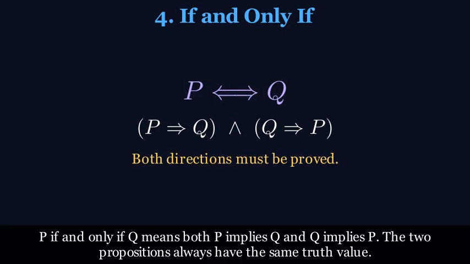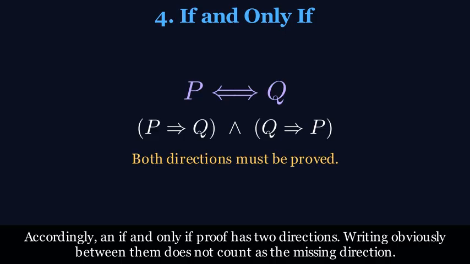P if and only if Q means both P implies Q and Q implies P. The two propositions always have the same truth value. Accordingly, an if and only if proof has two directions. Writing obviously between them does not count as the missing direction.